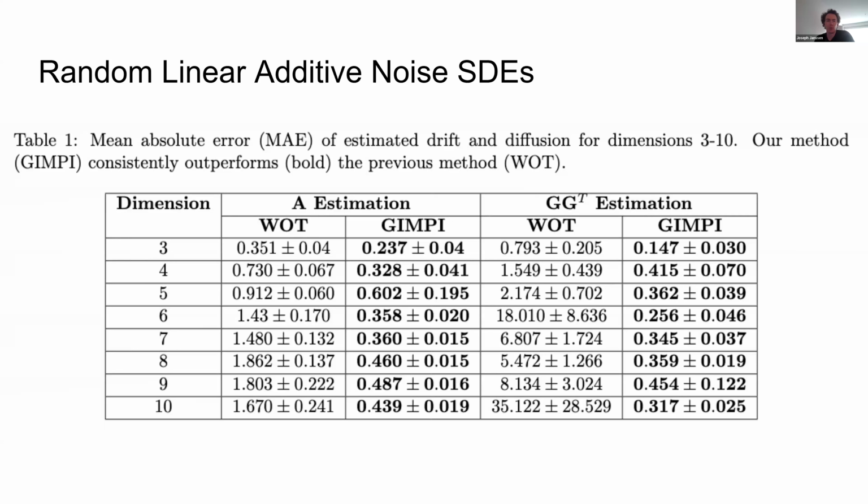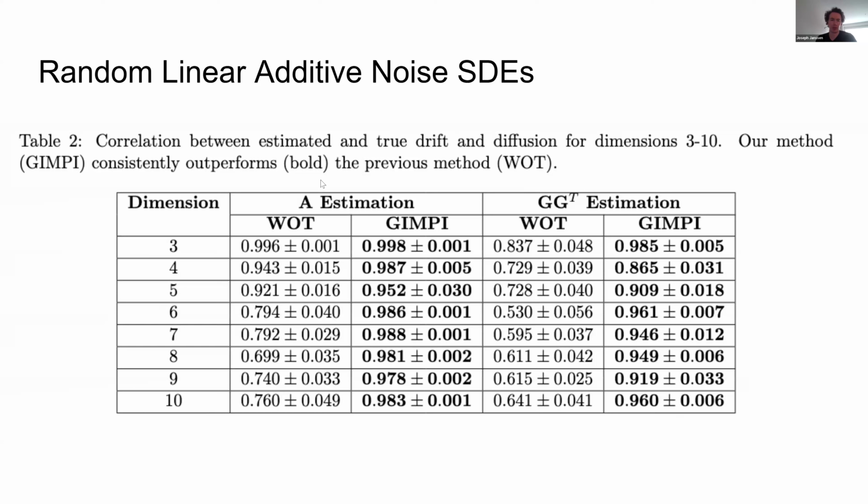In these simulations, we're totally randomly simulating n-dimensional linear additive noise stochastic processes, and we're trying to estimate both A and GG transpose. You can see our method GIMPy does quite well even in high dimensions, dimension 10, and WOT, the previous method, fails, especially for the GG transpose estimation in higher dimensions, while we are really good. This is by mean absolute error, by the way, so lower is better.